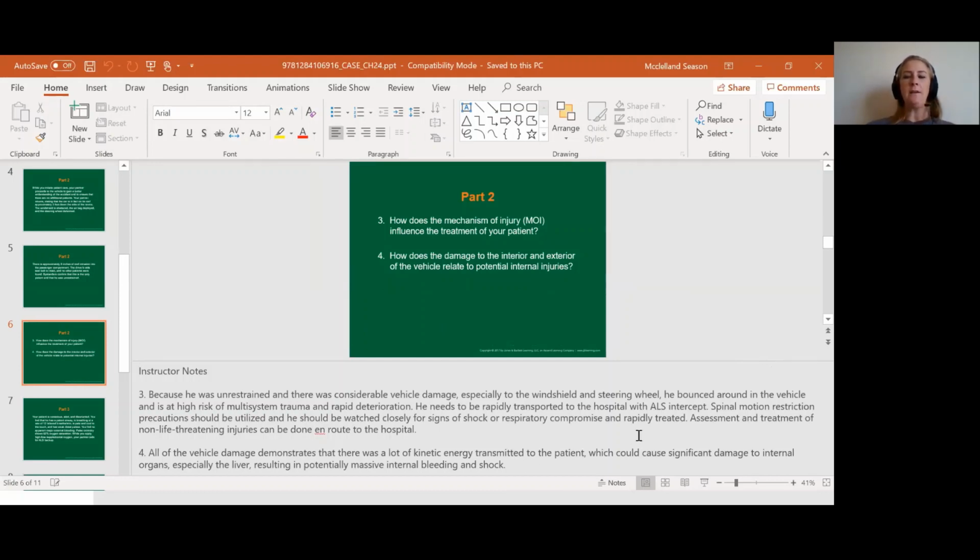Okay, all of the vehicle damage demonstrates that there was a lot of kinetic energy transmitted to the patient, which could cause significant damage to internal organs, especially the liver, resulting in potentially massive internal bleeding and shock. Is there a reason the liver is affected the most? It's just really, really vascular, and there's a lot of blood there. Not as much blood as the spleen would have, but the spleen is slightly better protected. The fact that the steering wheel is deformed means he likely hit the steering wheel with something, and that's likely his chest.